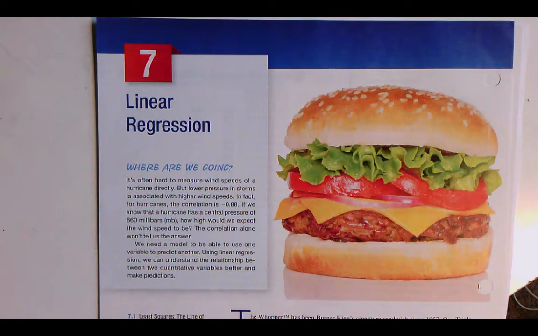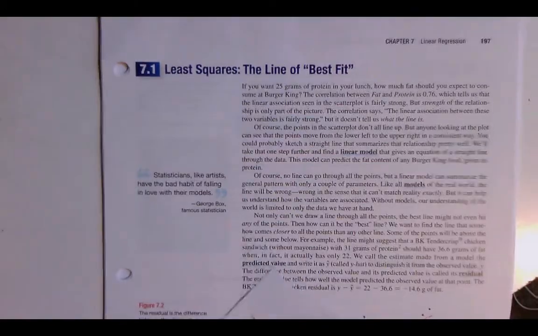Chapter 7 of Intro Stats, 5th edition, talks about linear regression, and this really builds from what we'd seen before in Chapter 6 in terms of scatter plots and correlations. Here, the example that motivates things is the relationship between the protein and the fat in various Burger King sandwiches.